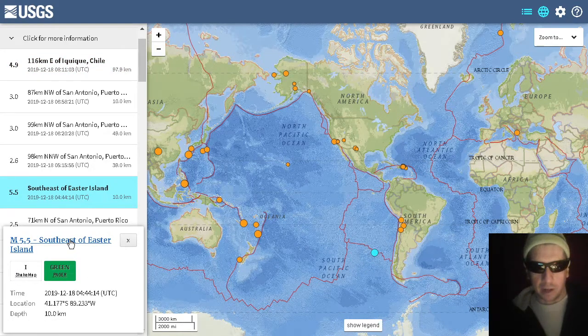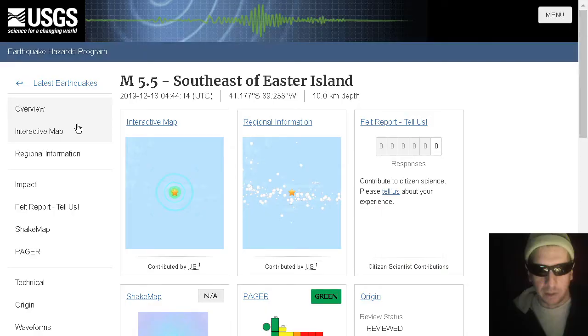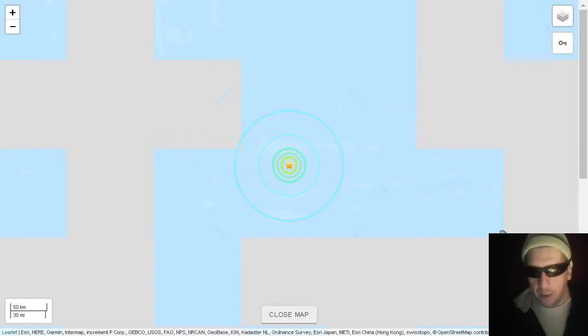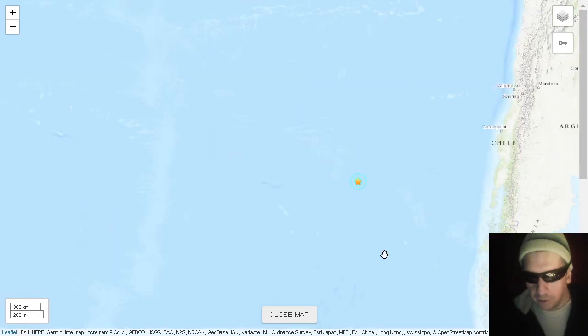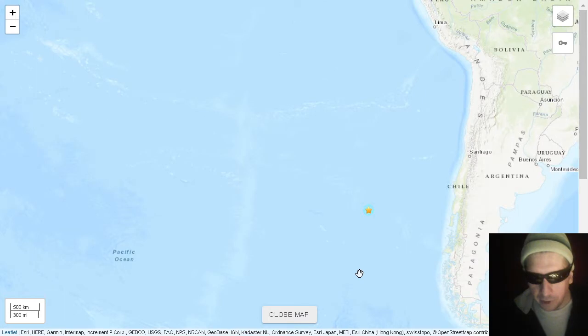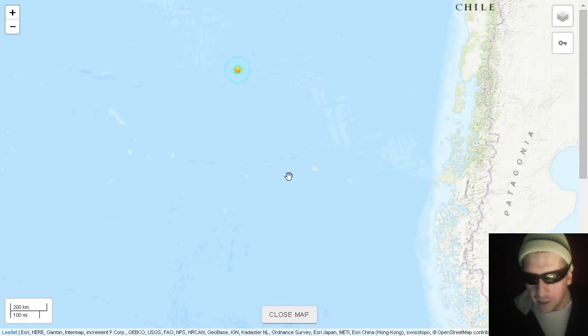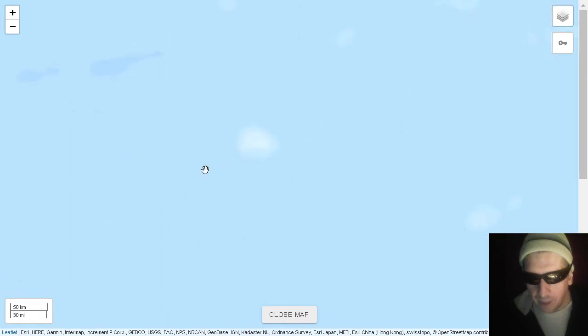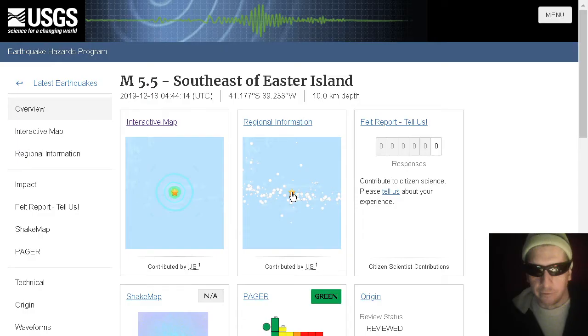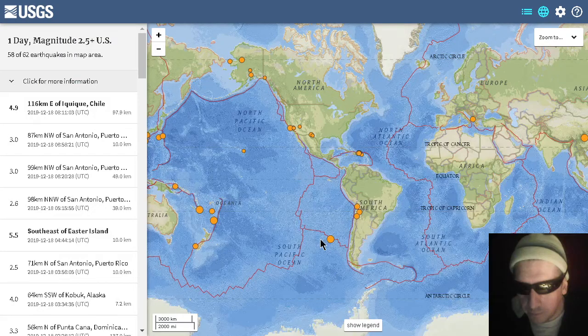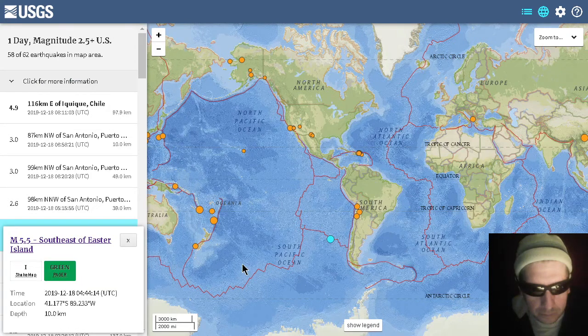How close to Easter Island was that 5.5, folks? Let's check out the map. A very strange portion of the world. The area west of Chile. Not sure where Easter Island is. Is that it down there? I have no idea. Anyway, that's where that 5.5 was located. I believe that was actually the largest quake of the past 24. That one at only a 10-kilometer depth.